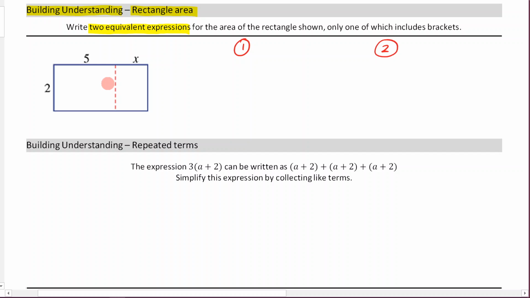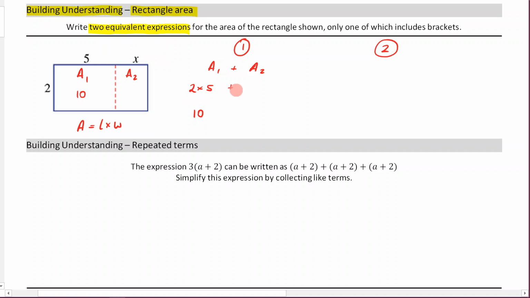So the first one we're going to do is treat this as one area, A1, and this as another area, A2. So we're just breaking up this rectangle into two parts, and we can find the entire area by simply adding them together. To find the area of A1, I'm simply going to say area is equal to length times width. So 2 times 5 is going to be 10.